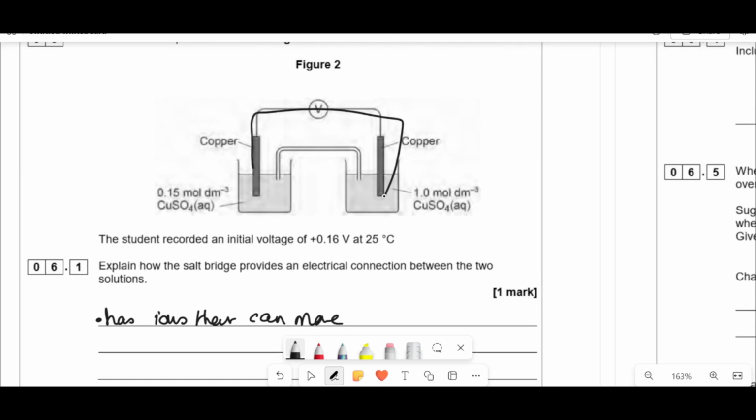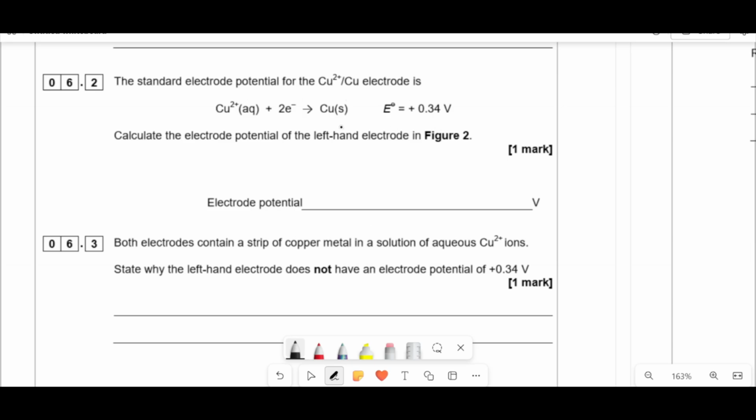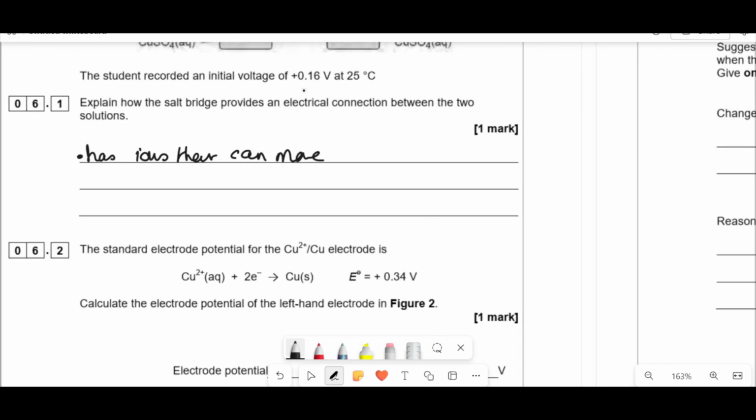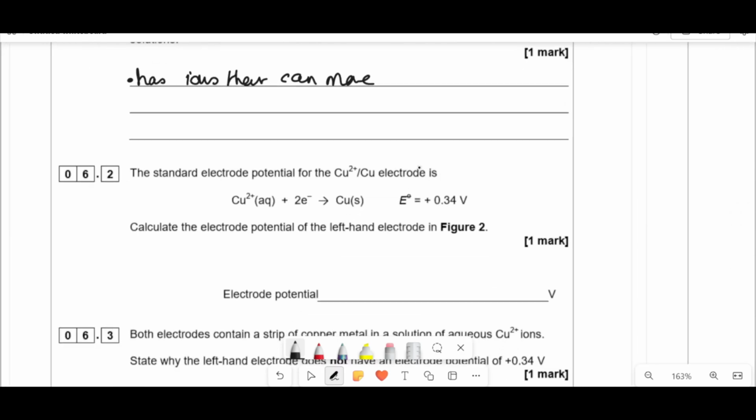The electrons are moving through this circuit. It's just these are balancing that movement in charge, becoming more and less negative by doing movements of its own through the salt bridge. The standard electrode potential is this. Calculate the electrode potential of the left-hand electrode in this. So they've told you need to figure out what this mysterious thing is in figure 2. So they've measured this initial voltage of 0.16.